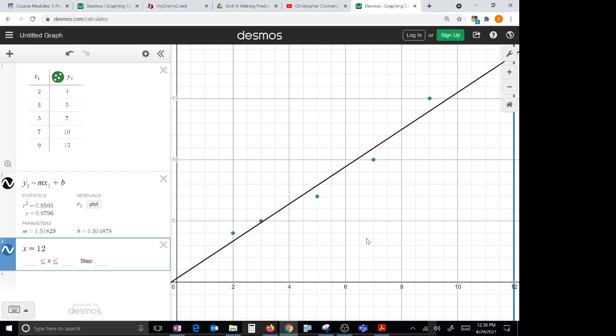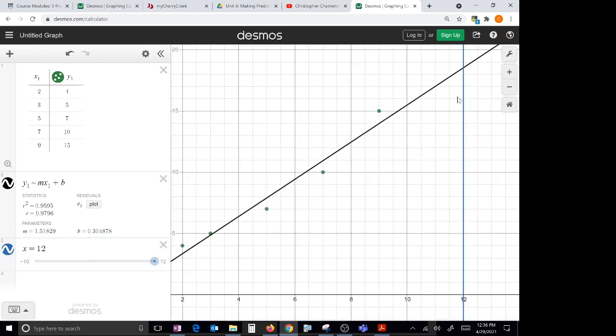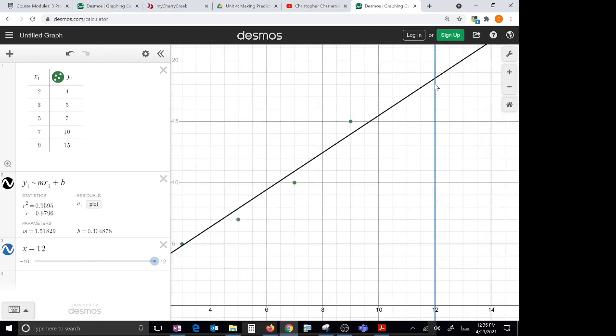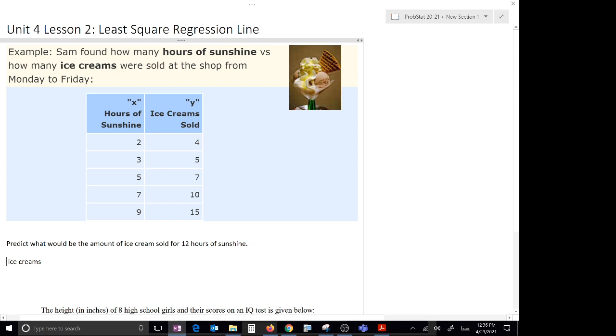And what that does is create a vertical line that's going to intersect our prediction line, our regression line. And if we click on it, it's going to allow us to make a prediction here. So here's our amount of sunshine, 12 hours, and it's going to say we're going to sell about 18.5 ice creams. Okay. All right.